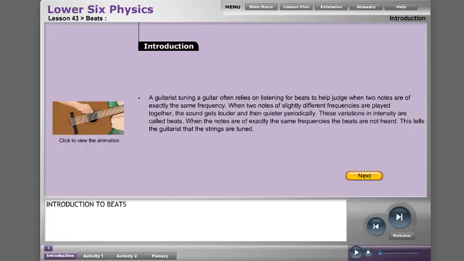Introduction to beats. A guitarist tuning a guitar often relies on listening for beats to help judge when two notes are of exactly the same frequency. When two notes of slightly different frequencies are played together, the sound gets louder and then quieter periodically. These variations in intensity are called beats. When the notes are of exactly the same frequencies, the beats are not heard. This tells the guitarist that the strings are tuned.